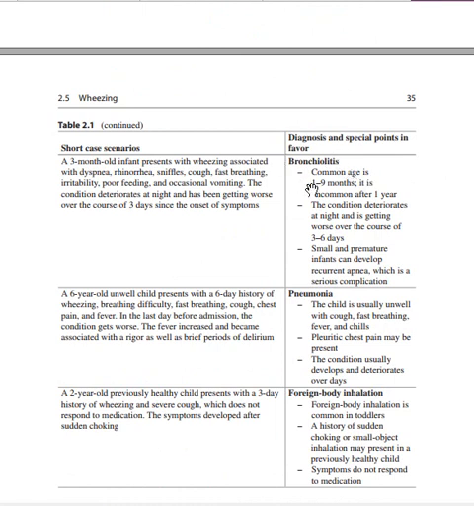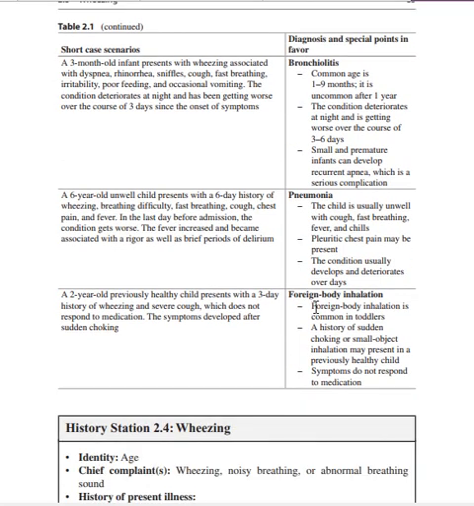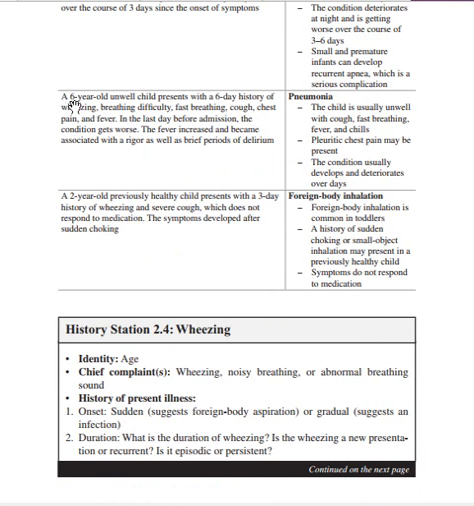And why? The common age is 1 to 9 months. It's uncommon after 1 year. The condition deteriorates at night, just like asthma, and gets worse over the course of 3 to 6 days. Small and premature infants can develop apnea, with serious complications. So you need to bring your child to the hospital. Though the main cause of this is viral, you need to bring the child to the hospital for conservative management.